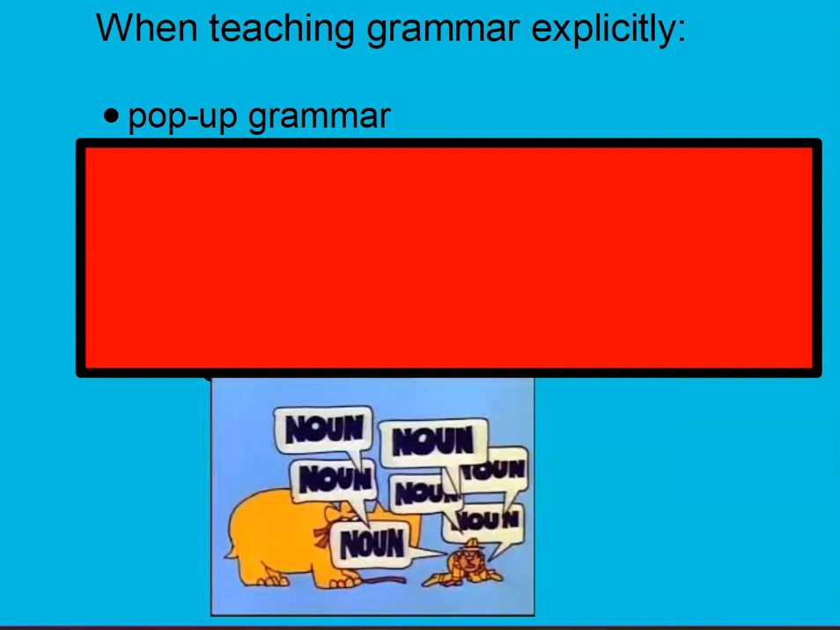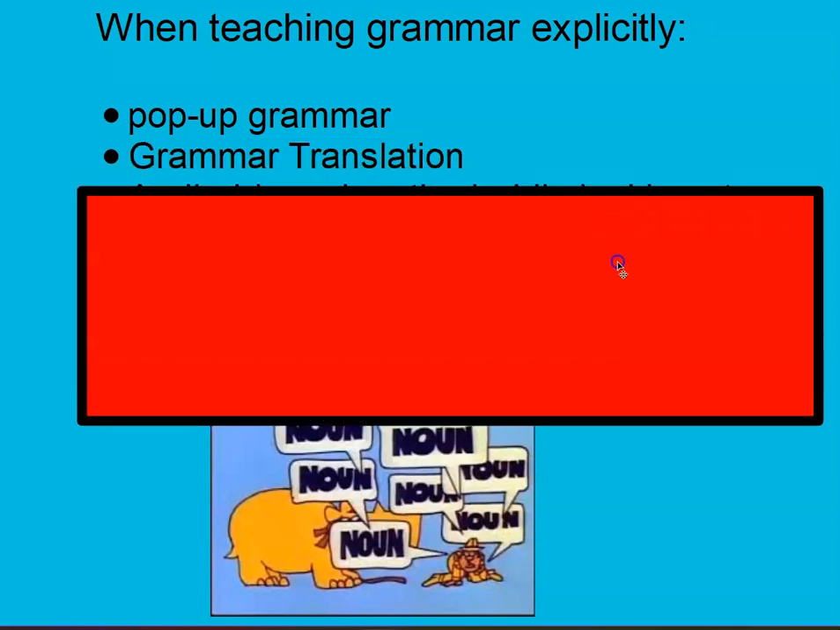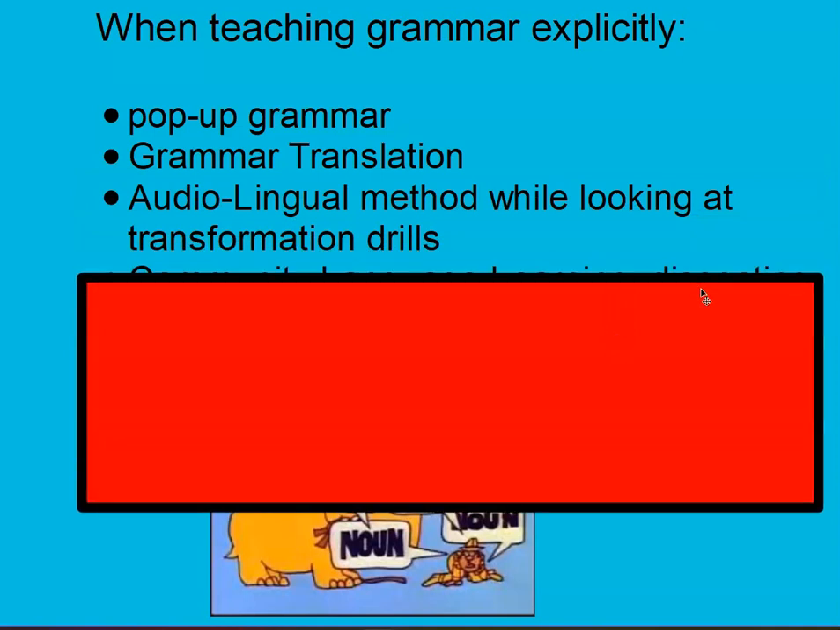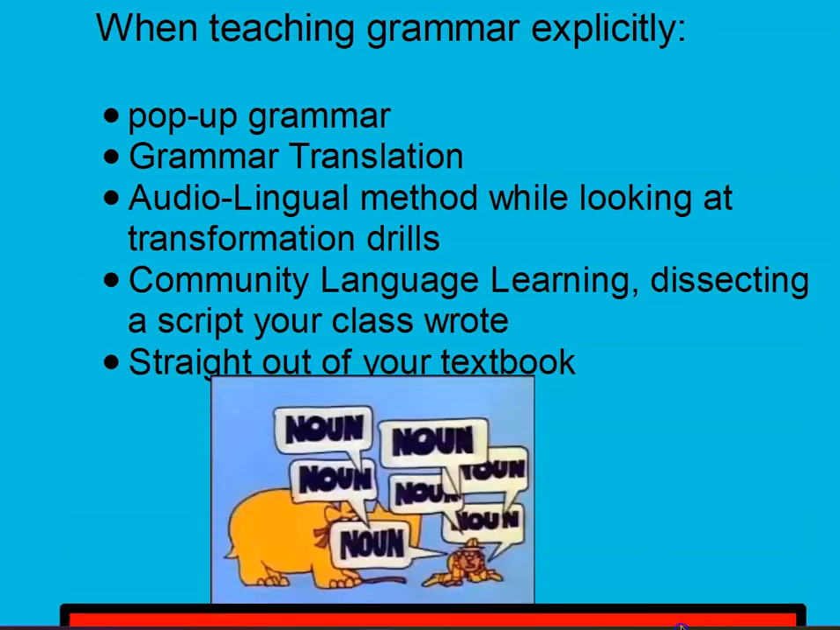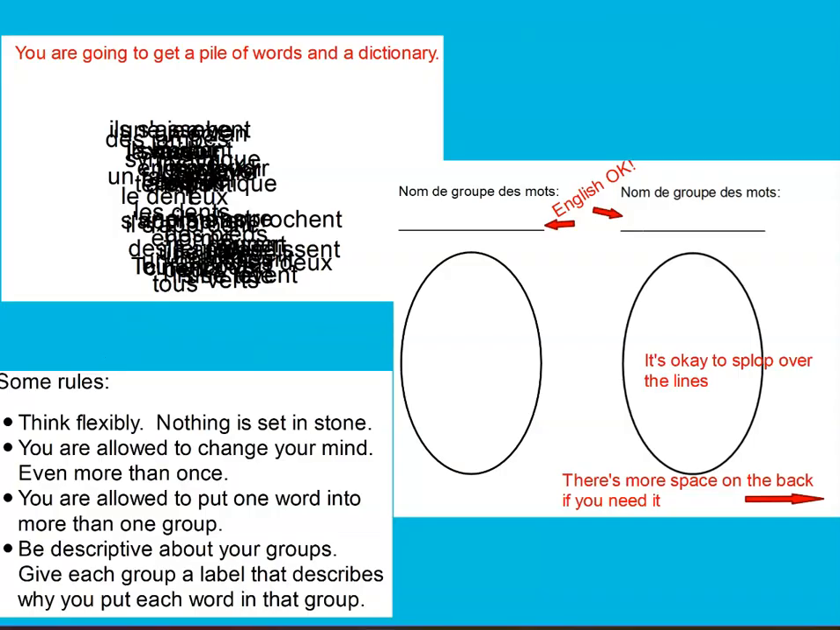So I'll talk about it in a second, but first of all, if you are teaching grammar explicitly and you need ideas for that, we always start with that. Pop-up grammar, grammar translation method, audiolingual method, transformation drills, community language learning, and you're dissecting a script or class-written text, or you're working straight out of your textbook. Let's focus on that first. Take 15 or so vocabulary words out of a story, mostly words that your students need to know to understand the story, but you can also include words that the students already know, keywords that are essential to the story, whatever, okay?